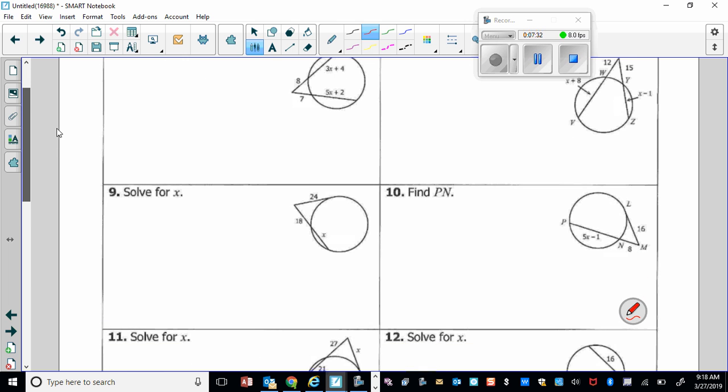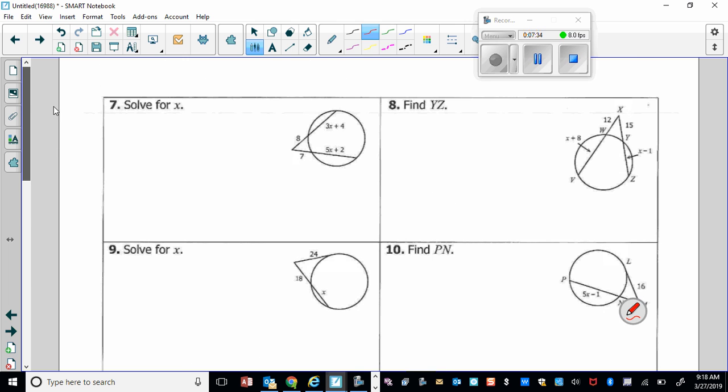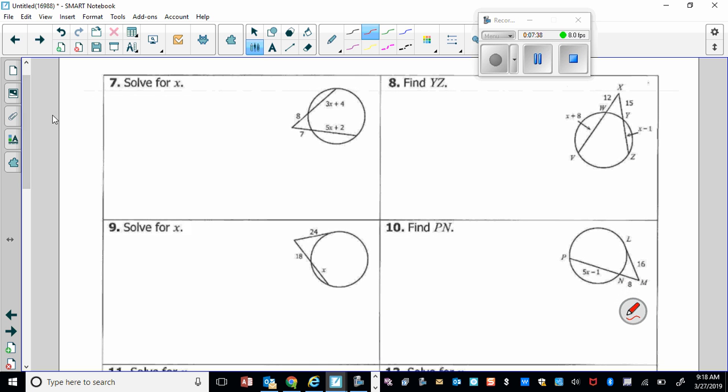So let's do problem number, I guess I can do 7 and 9. 7 is also outside, which is 8, times the whole thing is 8 plus 3x plus 4. So that's something you have to remember. Equals to, the outside is 7, the whole thing is 7 plus 5x plus 2. Okay, so I just write it down so that I don't make mistakes.